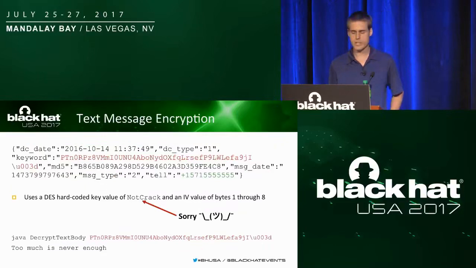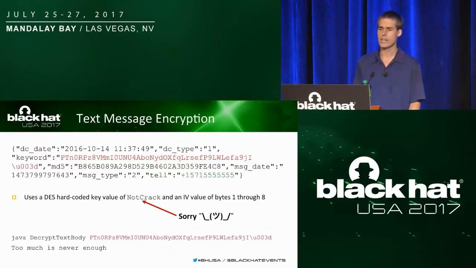Here is one of the JSON files showing an individual text message with a timestamp. The text in red is the actual encrypted body of the text message, and in green is the number. In their application code, they have a hard-coded DES key, and the keying material they use is called "not crack", and the IV value is just the first 8 bytes. At the bottom of the screen is a simple Java class decrypting the ciphertext and obtaining the plain text, which is the body of your text message.